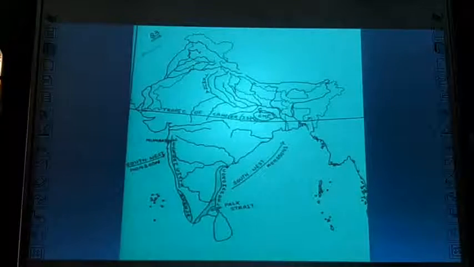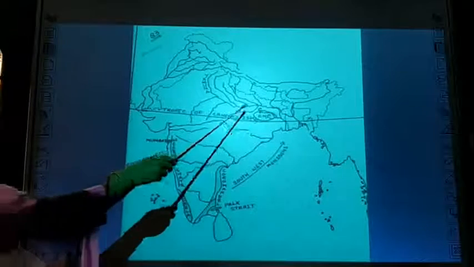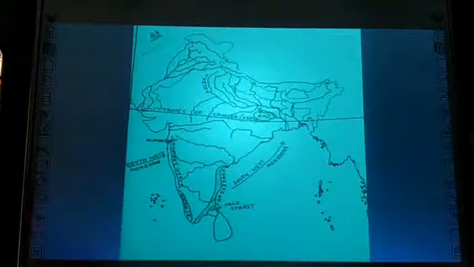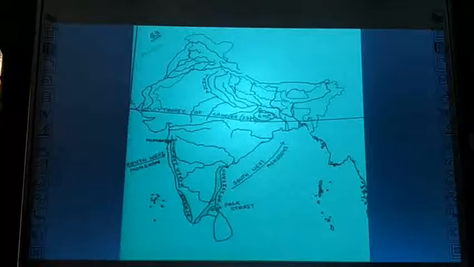Next, shade and name the Chotanagpur Plateau. The Chotanagpur Plateau covers much of Jharkhand state. It is a plateau in eastern India. Chotanagpur Plateau is also known as the storehouse of minerals.